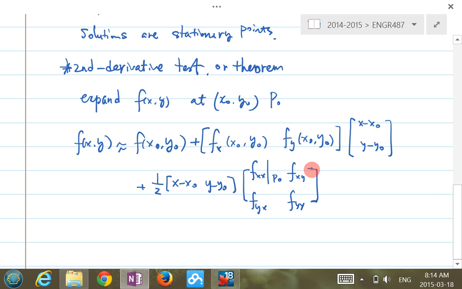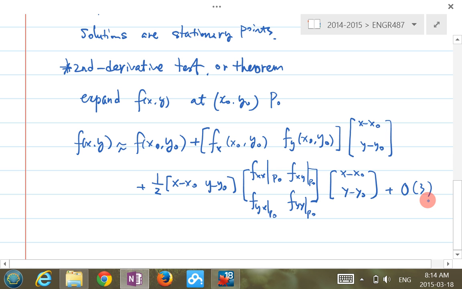At this point, this is p naught. So plugging in the p naught coordinates, then x minus x0, y minus y0, and then plus the higher order terms. If it's an approximate sign there, I can just get rid of that. That's fine. So that's the Taylor series expansion for a function of two variables.